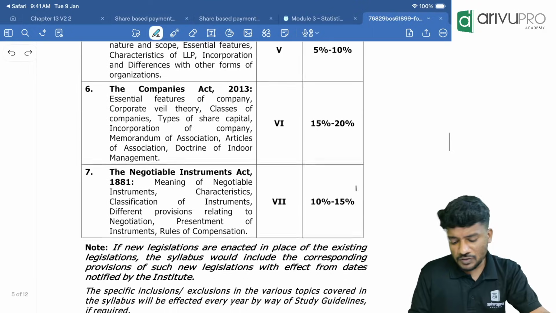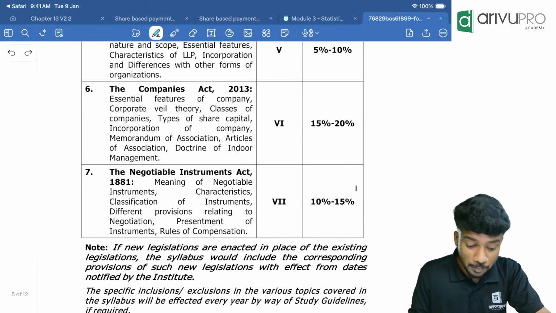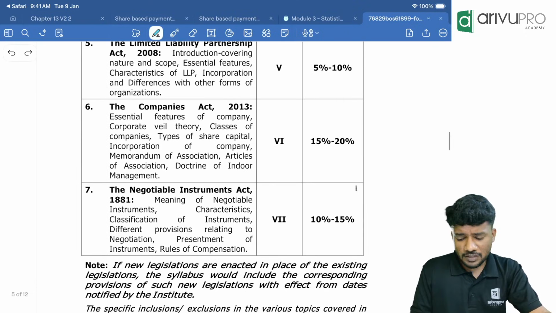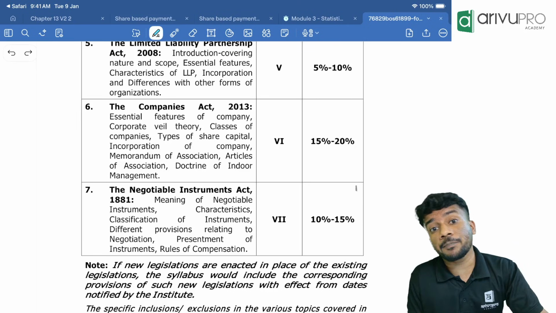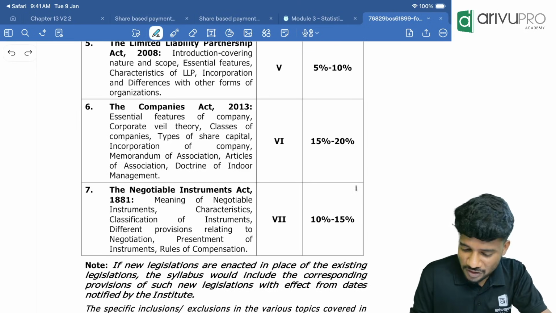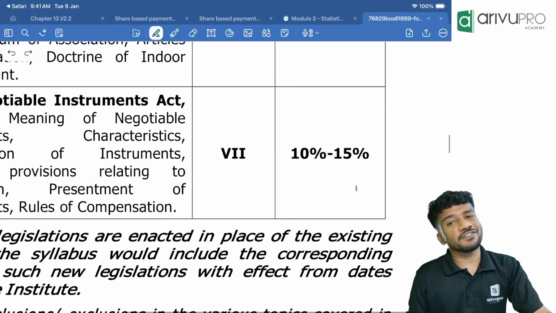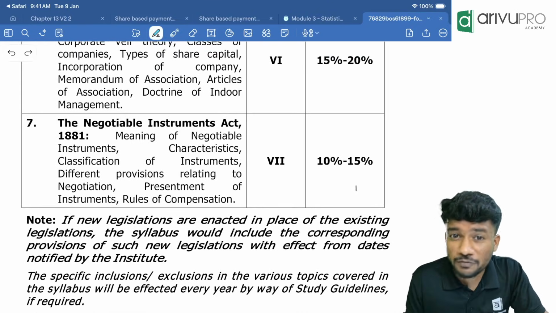Then chapter 10, that means a maximum of 10 marks will be there from the LLP. Then the 6th chapter can give you up to 20%, another high weightage chapter. Then the Negotiable Instruments Act can give you up to 15%, that is up to 15 marks.